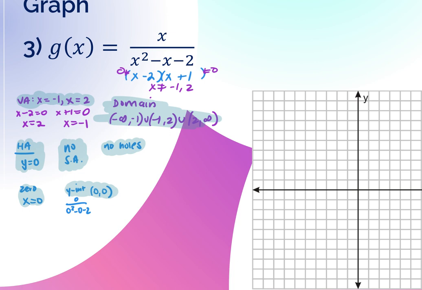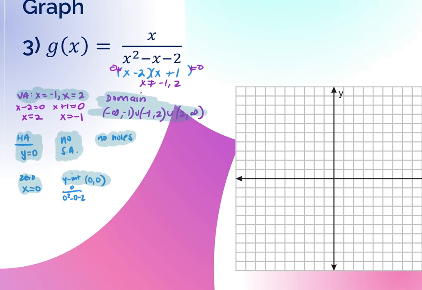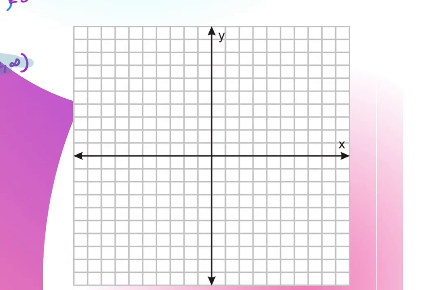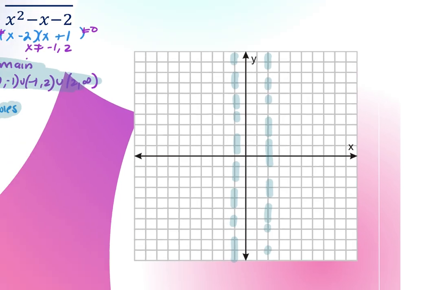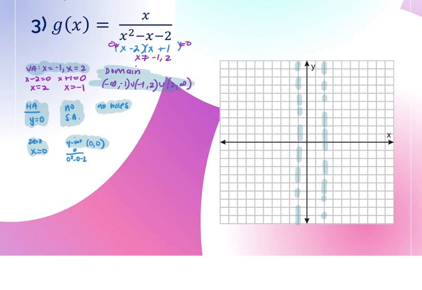These zeros are x-intercepts, right? Correct. All right, so now I go to my graph. I have vertical asymptotes at negative 1 and positive 2. I have a horizontal asymptote at 0.